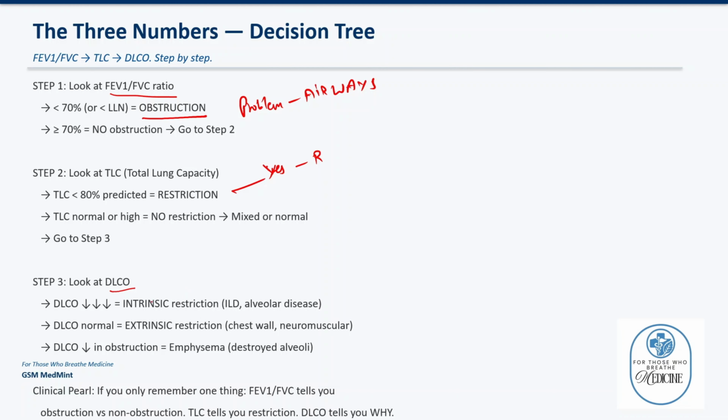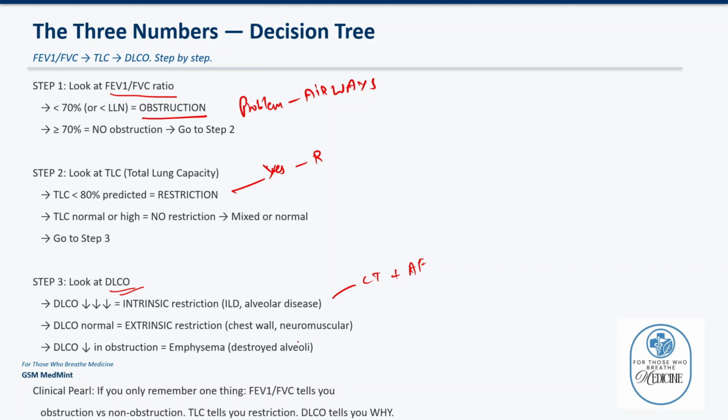Step number 3, look at the DLCO. If it is low, it is intrinsic restriction. The possible causes are interstitial lung disease, pulmonary fibrosis, sarcoidosis, connective tissue disease. Order a high resolution CT, plus anti-fibrotics can be given.